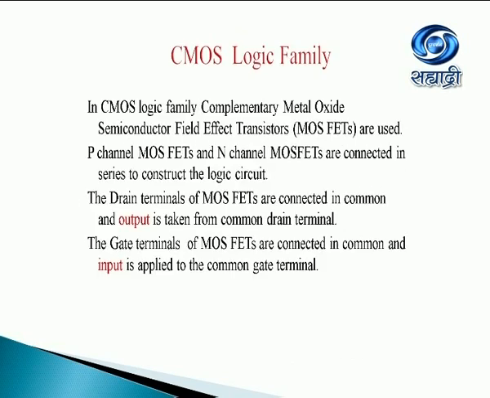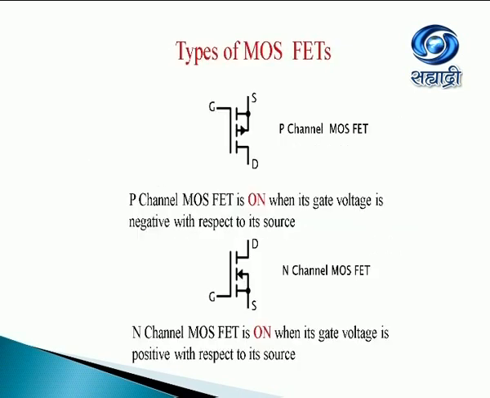CMOS logic family. In the CMOS logic family, complementary metal oxide semiconductor field effect transistors, that is MOSFETs, are used. P-channel MOSFETs and N-channel MOSFETs are connected in series to construct the logic circuit. The drain terminals of the MOSFETs are connected in common and the output is taken from the common drain terminal. The gate terminals of the MOSFETs are connected in common and the input is applied to the common gate terminal. Types of MOSFETs. We have P-channel MOSFET and N-channel MOSFET.